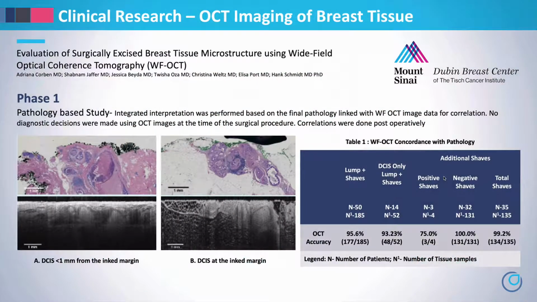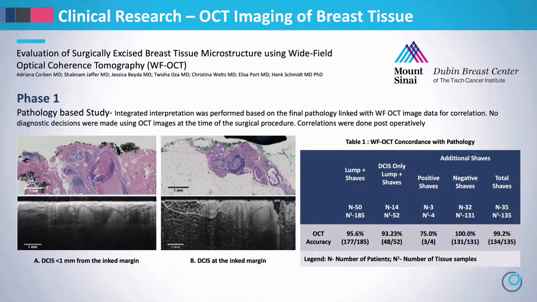So now I'm going to talk about some of our recent clinical research that we've done in partnership with Perimeter Medical Imaging, looking at OCT imaging in breast tissue. This is a phase 1 pilot study done at Mount Sinai, New York, where we used an OCT imaging device to look at lumpectomy specimens from patients undergoing breast surgery.